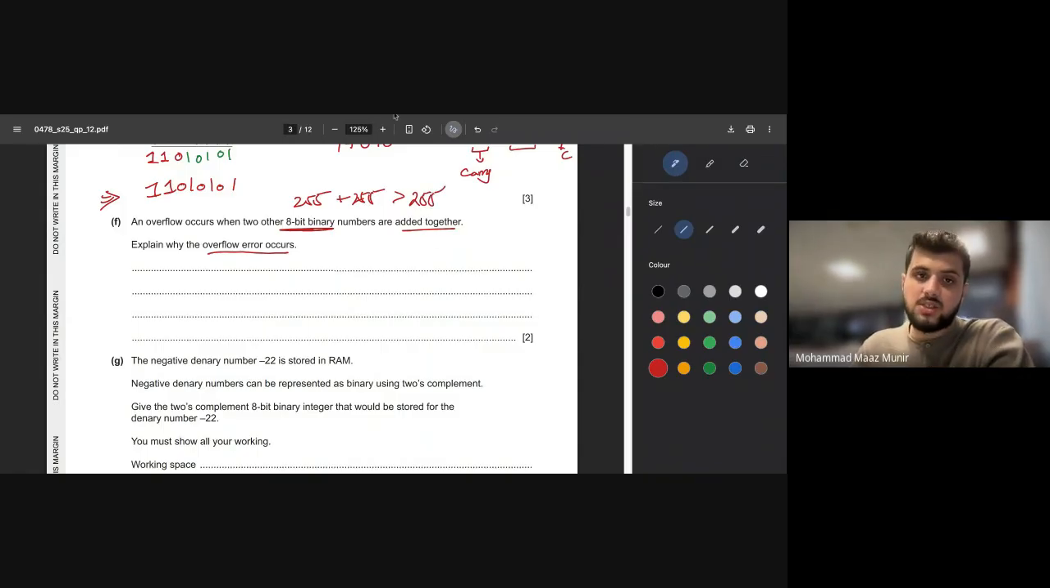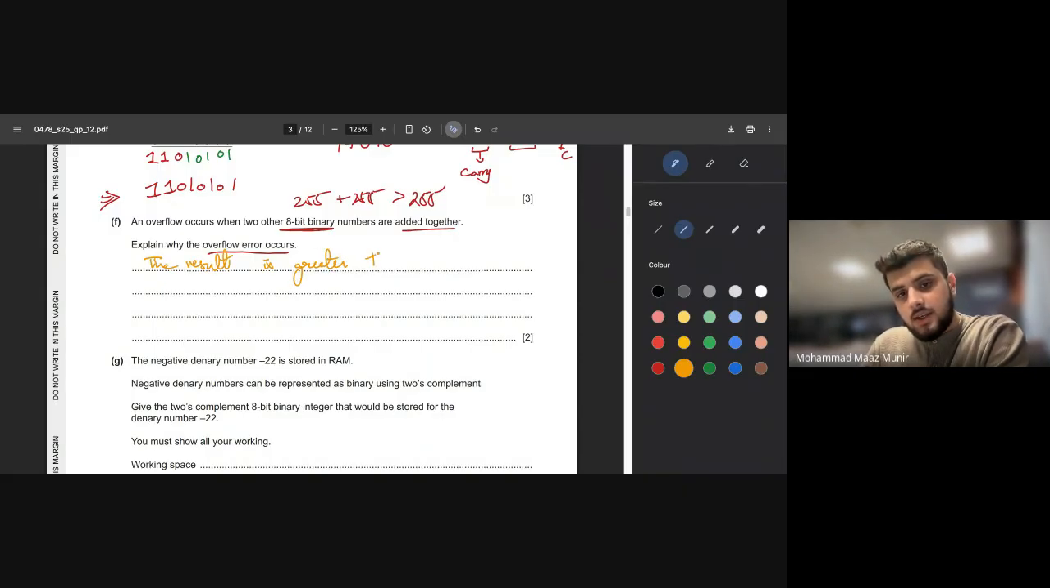There is a possibility that your values might be, let's say, 240 plus 140. That's going to result in something greater than 255. And because our maximum capacity is 255, it's going to result in an overflow error. So what we will be writing here is: firstly, the result is greater than 255. Once you write this point, you will get 1 mark, 1 out of 2.